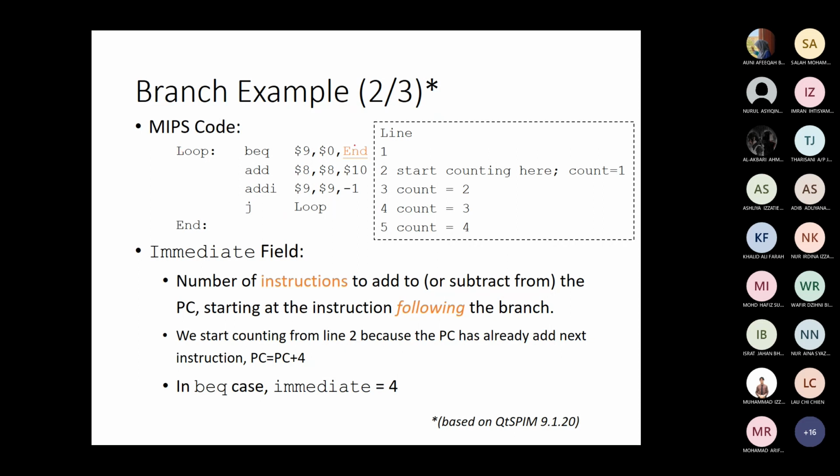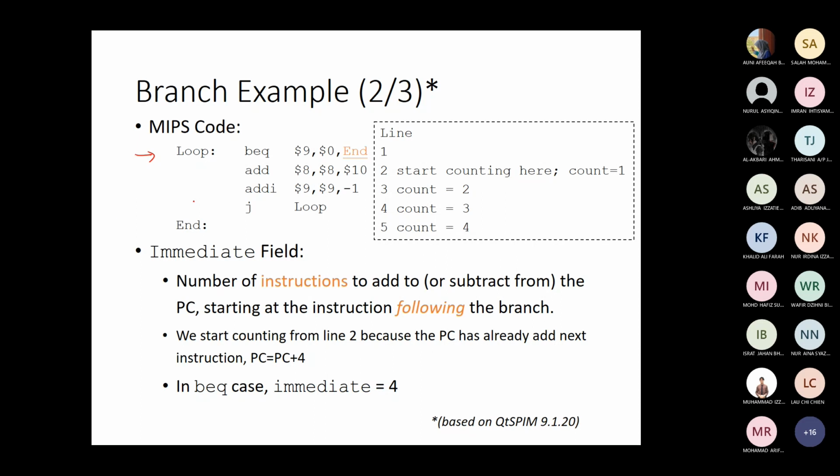Look at the MIPS code here. Number the lines. BEQ starts at line 1, ADD is line 2, ADDI is 3, J loop is 4, END is 5. When you want to start to count, you go to the next line. This is the current line, right? So you go to the next line to count. Count is equal to 1, count is equal to 2, count is equal to 3, count is equal to 4.